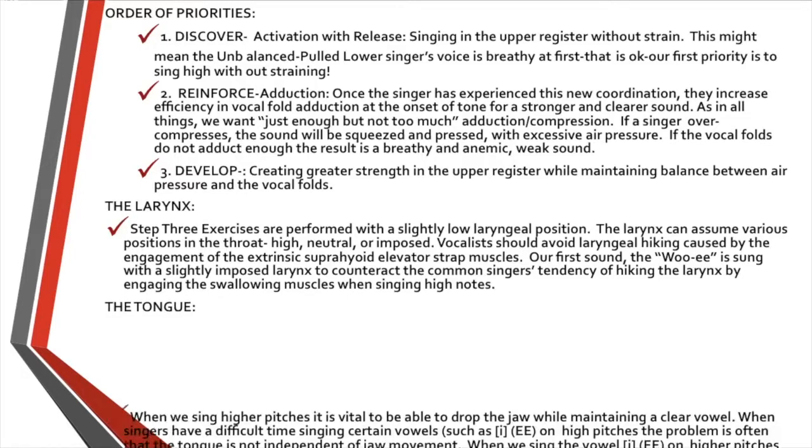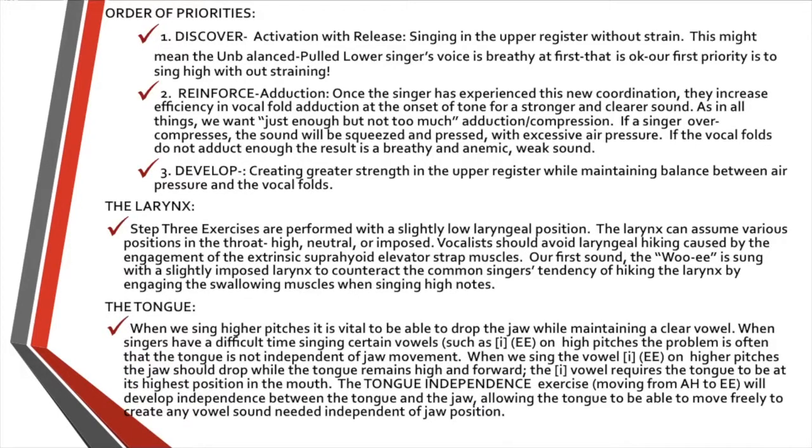The tongue. When we sing higher pitches, it is vital to be able to drop the jaw while maintaining a clear vowel. When singers have a difficult time singing certain vowels, such as E, on high pitches, the problem is often that the tongue is not independent of jaw movement. When we sing the vowel E on high pitches, the jaw should drop, while the tongue remains high and forward. The E vowel requires the tongue to be at its highest position in the mouth.